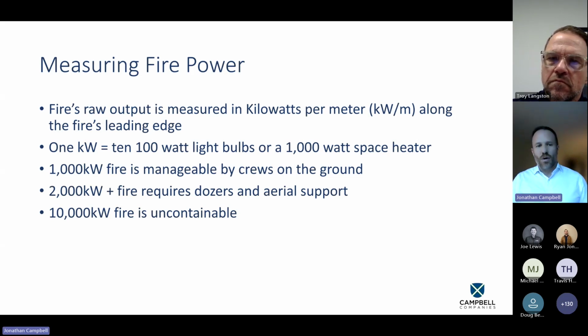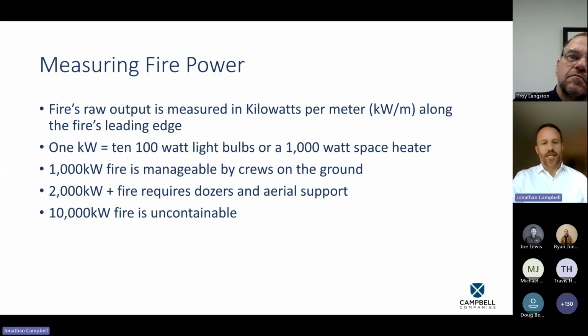A 2,000 kilowatt fire, that's when you start requiring dozers and aerial support. You need a little more backup. Guys on the ground aren't going to do it by themselves. Now, a 10,000 kilowatt fire, that's considered uncontainable. That's when you can't put it out. You're just trying to limit loss of damage, limit loss of life.